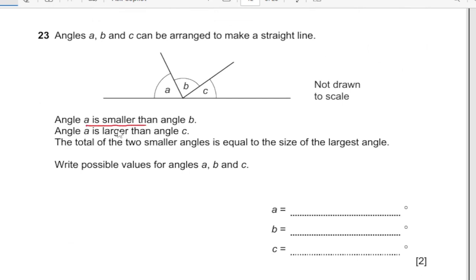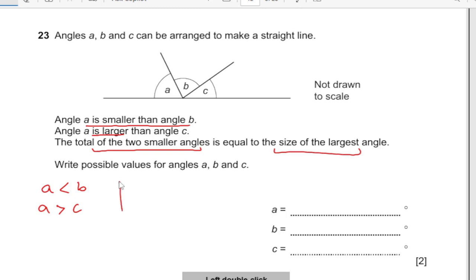Now number 23, angles A, B, C are arranged to make a straight line. Angle A is smaller than angle B, and angle A is larger than angle C. The total of the two smaller angles, that is A and C, is equal in size to the large angle. So B is the greatest angle, right? So that means A plus C is equal to B, right?